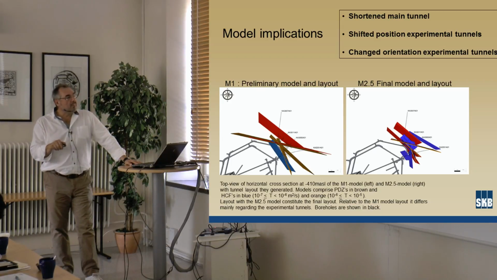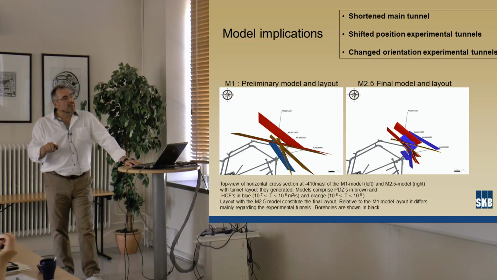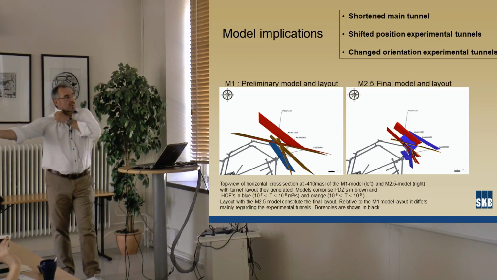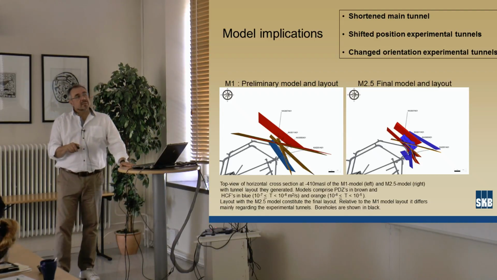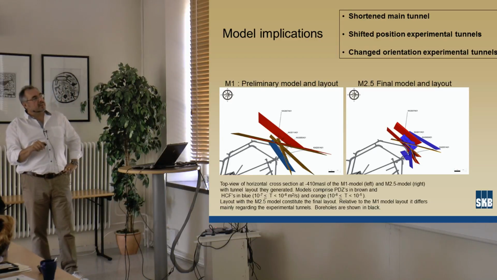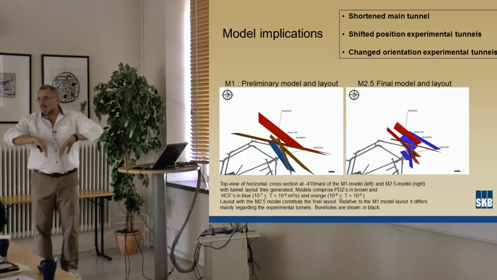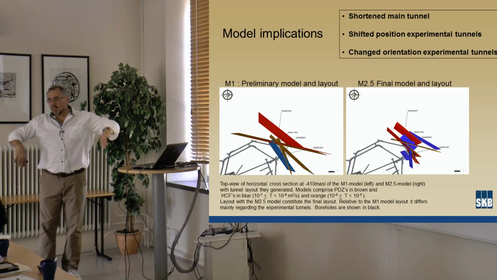So more or less, we obtained this picture here, but there is an alteration here, of course. I'm not going into the details. And the implications of the modeling were 3. It's this on top here. Due to modeling, we shortened the main tunnel and went sideways instead with different tunnels.